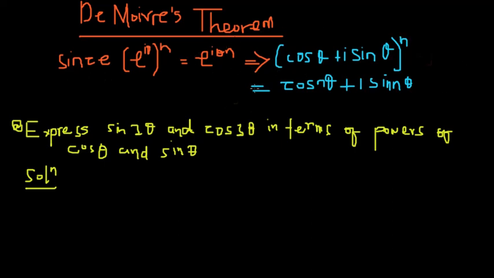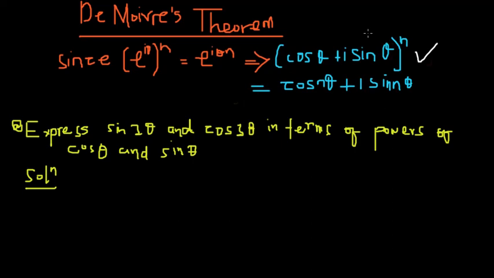Whenever you are given an example, especially a trigonometric function, it will be given in a form like this, so that you just expand and then find the powers. Just like this example. In this example we'll be expressing sine 3 theta and cos 3 theta in terms of the powers of cos theta and sine theta.